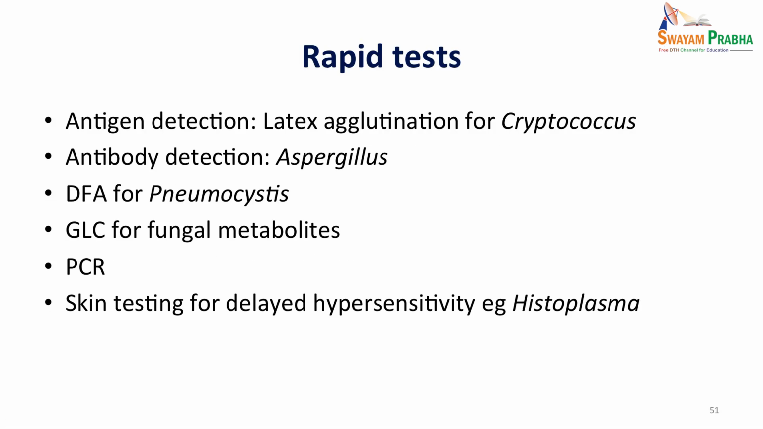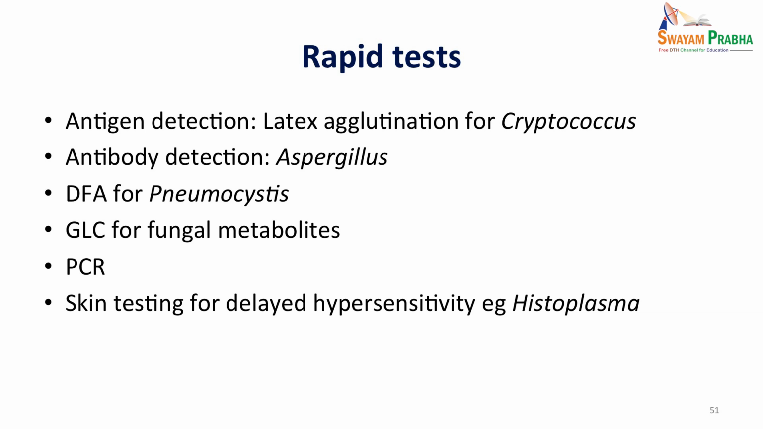Sometimes you need to diagnose fast, like a patient who has cryptococcal meningitis. You want to diagnose as early as possible. So, if you take a CSF sample, you can look for antigen by doing latex agglutination, or in case of aspergillus and dermatophyte infection, sometimes you can look for antibodies. In pneumocystis infection, which causes pneumonia in HIV patients, if you take a sputum sample, you can do a direct fluorescence staining and you can detect within a time of 1 hour whether the patient has pneumocystis infection or not.